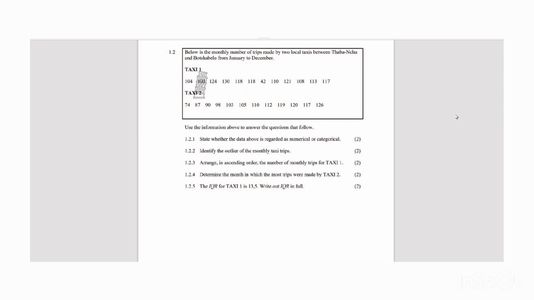Then it says the IQR. Okay, this is 1.2.5, which says the IQR for taxi 1 is 13.5. Write down IQR in full. So IQR is the interquartile range. So you have to write down there in words, interquartile range.